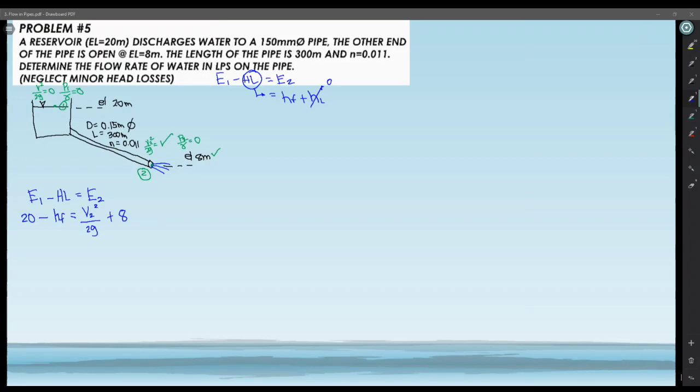So ano sunod natin gagawin dito? Guys, alam naman natin na Manning's formula yung gagamitin natin. So ano nga yung anyong equation for Manning's formula? Paitingnan sa notes. Yung formula natin for Manning's equation is equals lang saan? Diba yan ay equals sa 10.29 multiplied by the roughness coefficient n squared times L multiplied by Q squared all over D raised to 16 over 3.